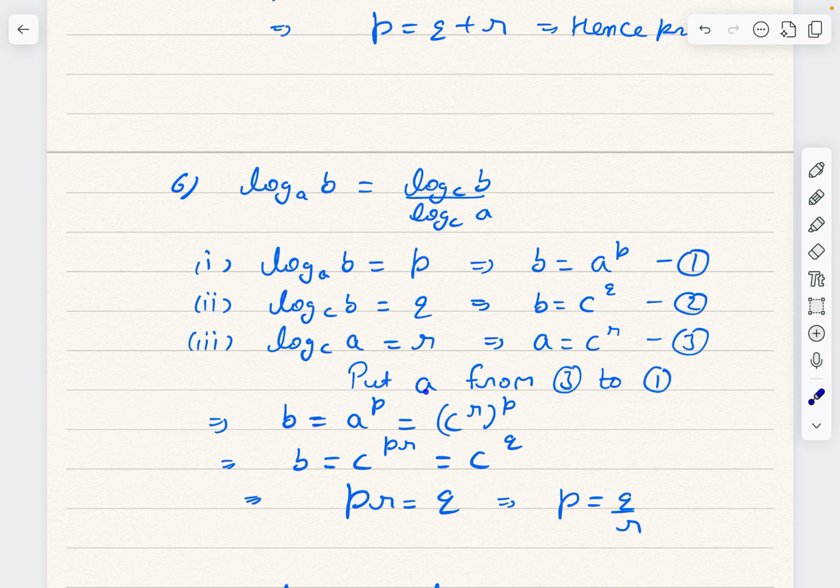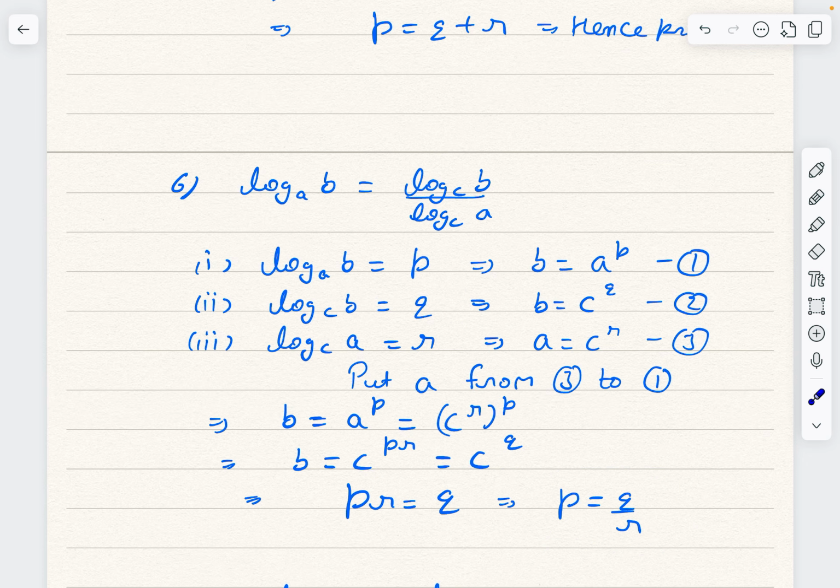Now put A from the third equation into the first equation. So A from the third equation is C to the power R, and you can put it here. So you get B is equal to A to the power P, and A is C to the power R, so you get C to the power R to the power P. So B will become C to the power PR, and from the second equation B is equal to C to the power Q also. So if you compare these two, C to the power PR equal to C to the power Q, then PR will be equal to Q, that means P is equal to Q by R. This is what we have to prove from here.